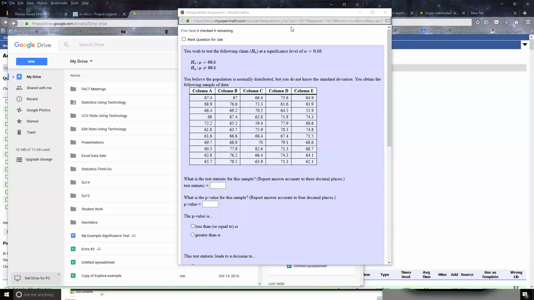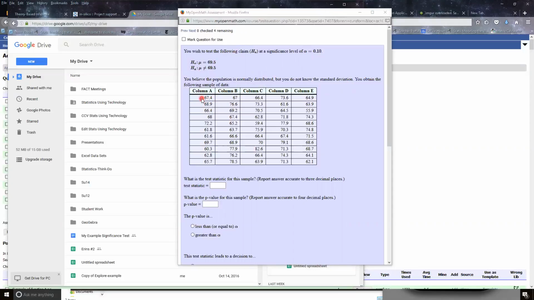So for this problem, what I'm seeing is they set up the H0 and H1 for me, so that's nice. There's my level of significance. It looks like I'm dealing with means because they told me mu, and I'm not given any, they're mentioning the standard deviation. They're telling us the parent population is normal.